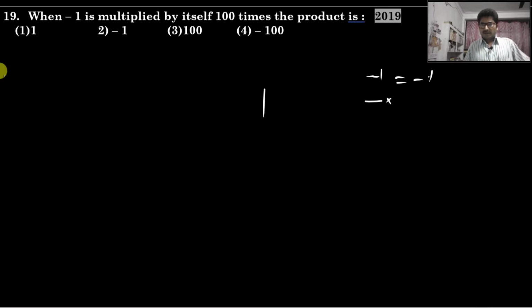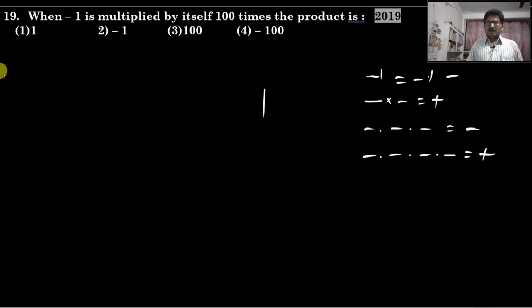So minus into minus is plus, minus into minus into minus is minus, minus into minus into minus into minus is plus. So minus into minus plus, plus into minus minus, minus into minus plus. So this is minus, plus, minus, plus.